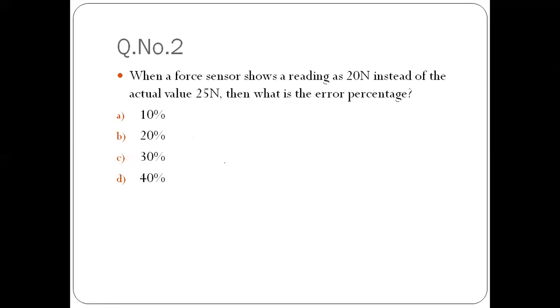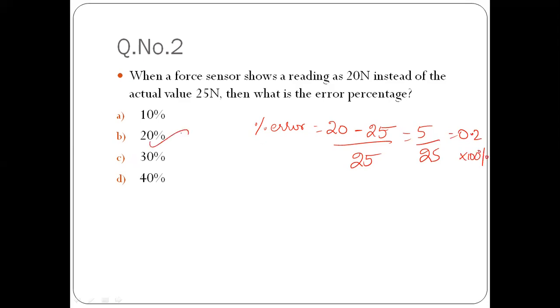When a force sensor shows a reading as 20 Newton instead of actual value 25 Newton, then what is the error percentage? Error percentage is given by the measured value minus the true value divided by the true value. So it will be 5 by 25, or 0.2. If I want to convert that to percent, it is times 100%. So 20 percent is the correct answer.